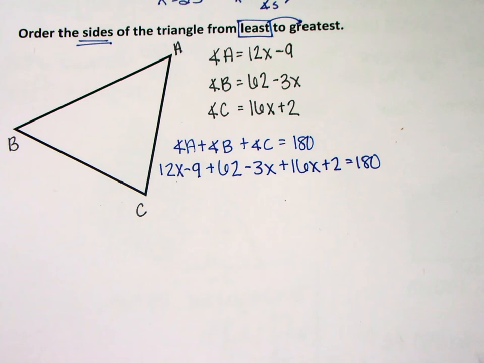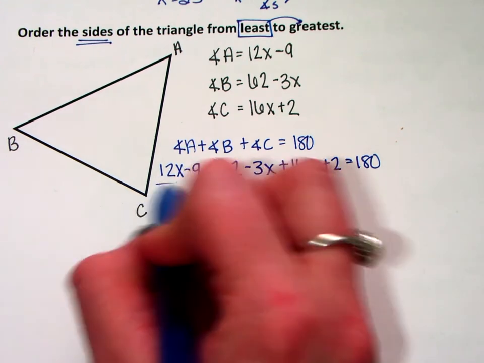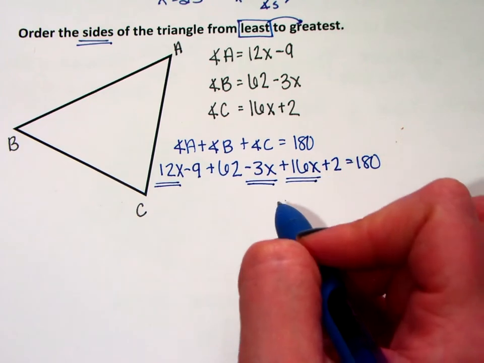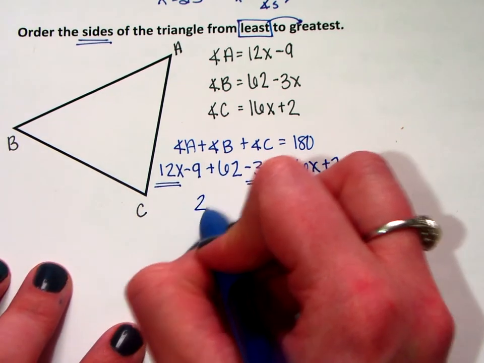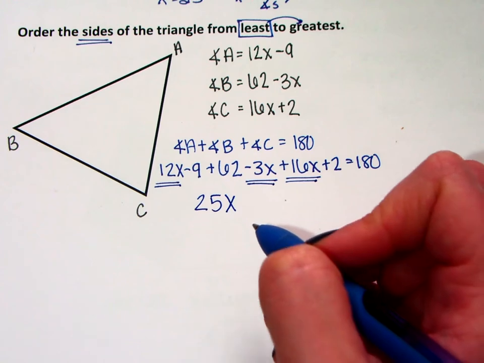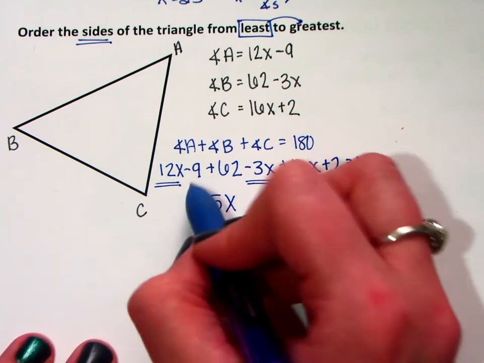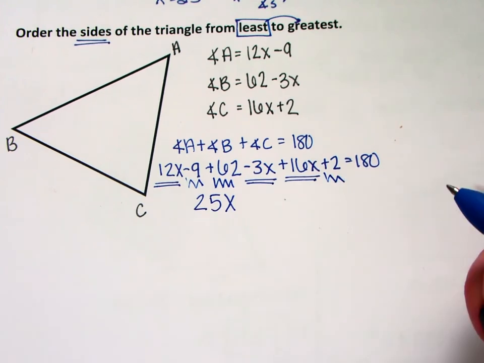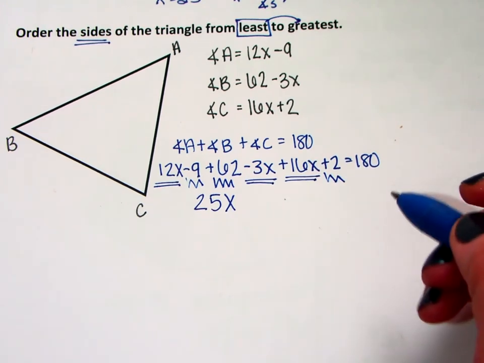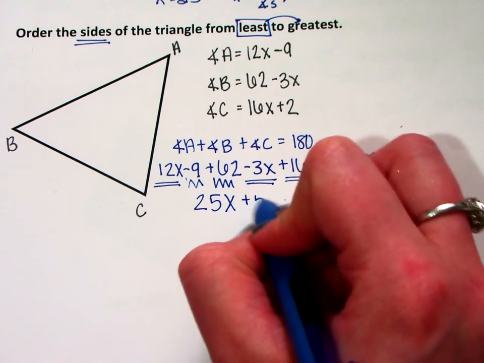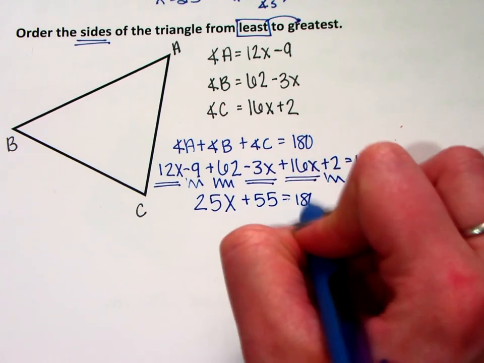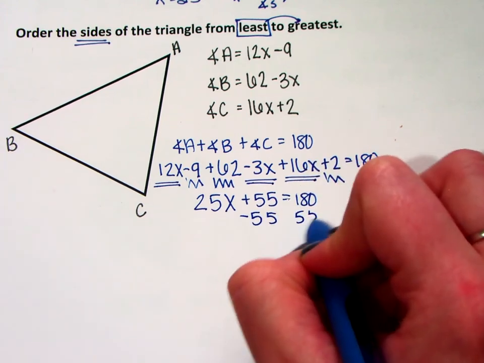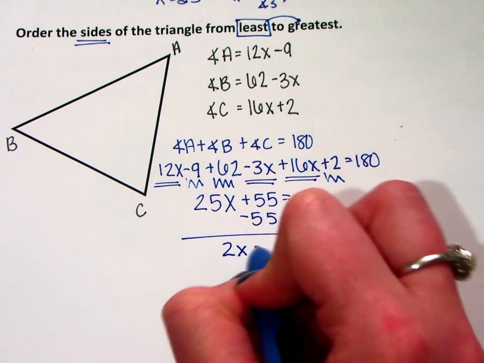So from here, I'm going to combine those like terms. I have a 12x and a 16x and a negative 3x. I'm going to add those all together to get 25x. Then I have negative 9 plus 62 plus 2. So 64 minus 9 is 55. Bring down the 180. I'm going to subtract 55 from both sides using subtraction POE.